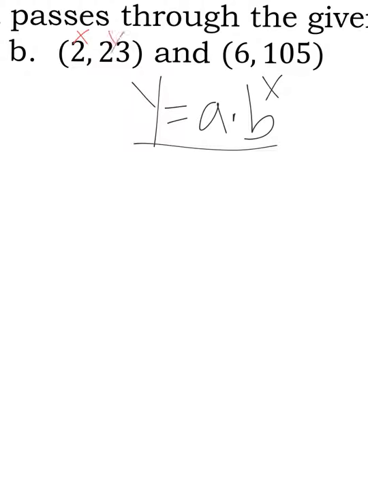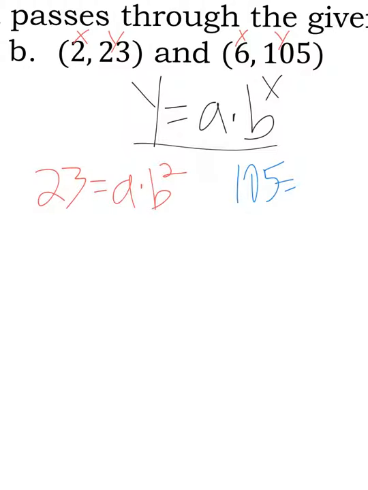Okay, so here are my 2 points. So we're going to plug it into y equals a times b to the power of x. 2, 23 is my first x, y; 6, 105 is my second x, y. So I'm going to say 23 equals a times b squared. And then I'll say 105 equals a times b to the 6th power.